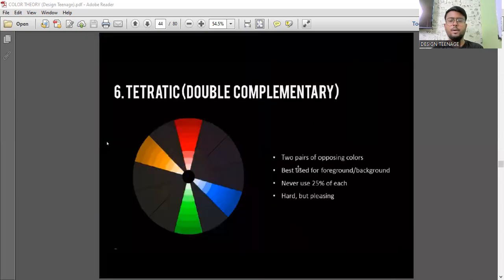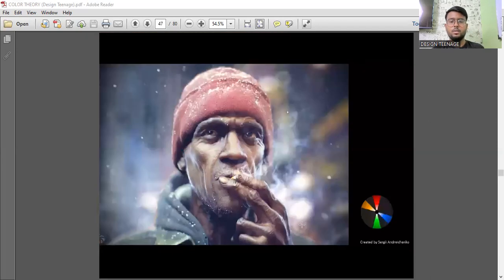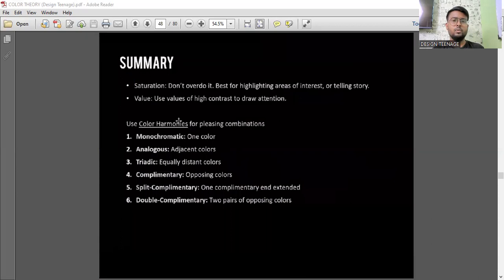Since we have come to this, what is it? Two pairs of opposing colors, so pairs of colors which are opposite to each other. Best used for foreground and background. Never use 25% of each. A composition having 25% of each of the colors is hard but pleasing. Okay, let's scroll through and come to the summary.